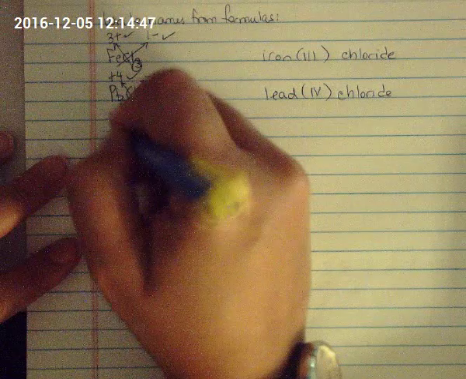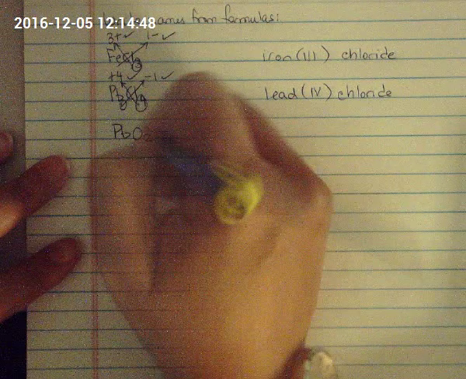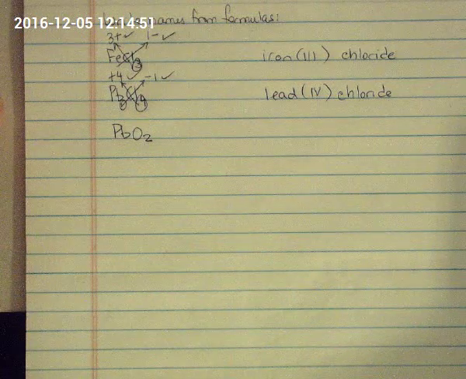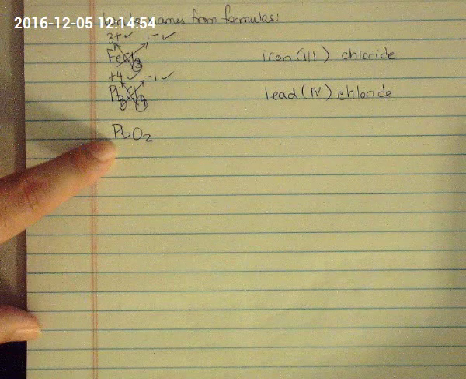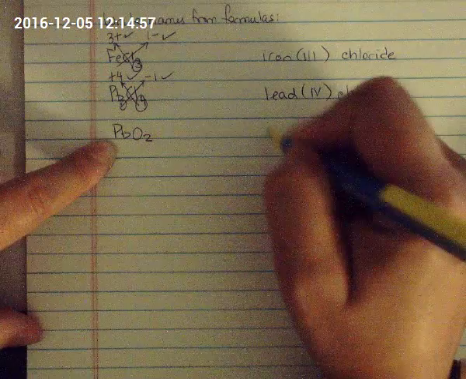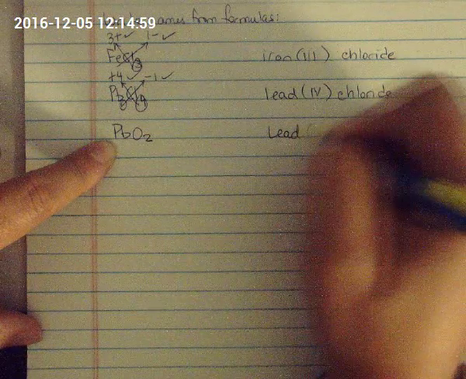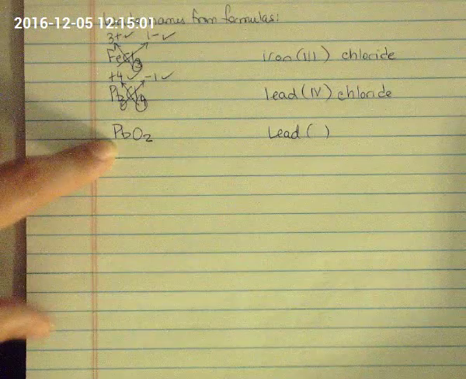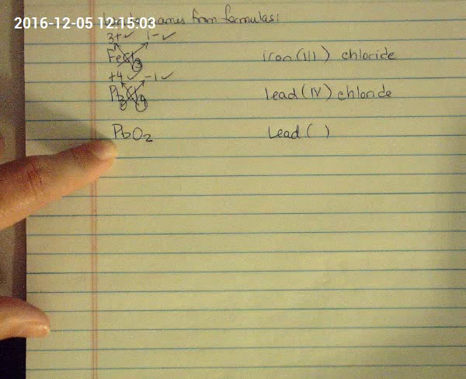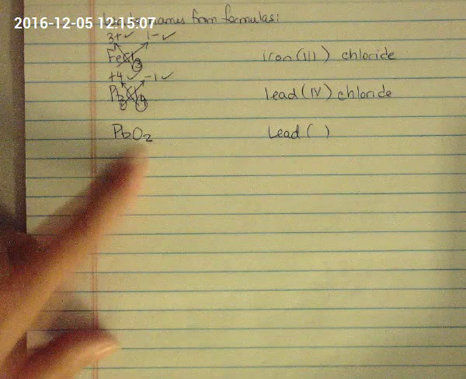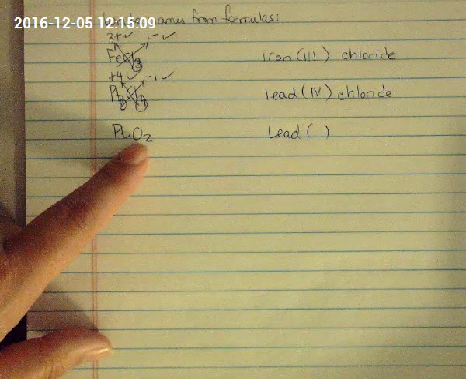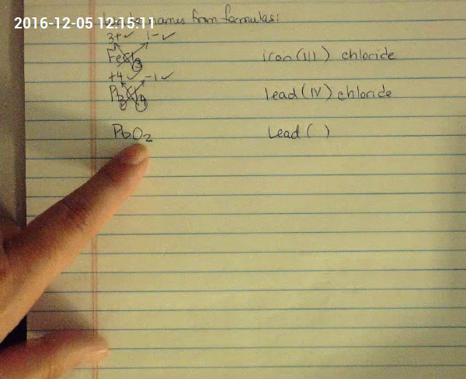Something trickier. PbO2. All right, so again, look at the first element. Is it a transition metal? Yes, so what will we need in the middle of the name? Roman numeral. And if it wasn't a transition metal, then what? Just leave the Roman numeral out, right? Okay, what about the second half? Is it just an element? Yeah. So how do I finish off the name? Oxide.